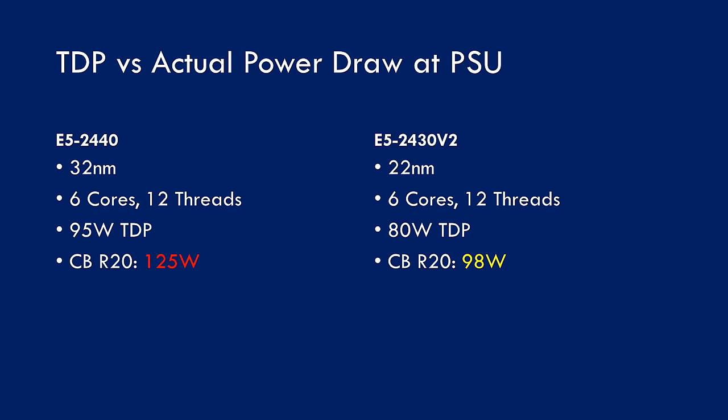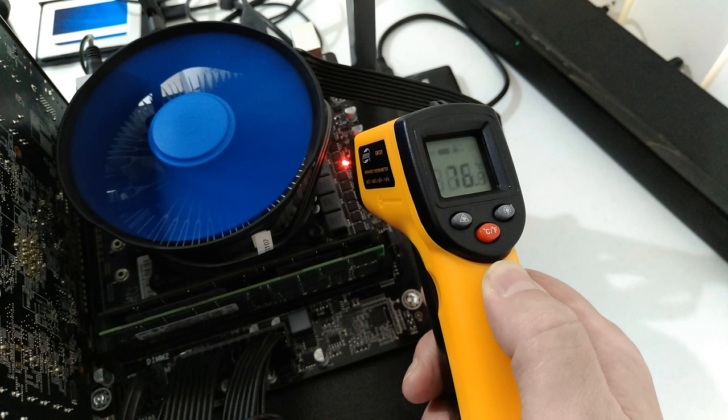So running Cinebench, we're seeing a power consumption of 125 watts. So 25% or 25 watts higher than the Ivy Bridge version, which is also running a little bit higher. Looking at the VRMs, we are also seeing higher temperatures, in the high 70s, not hitting 80. So still okay, but definitely a lot higher compared to the Ivy Bridge CPU.